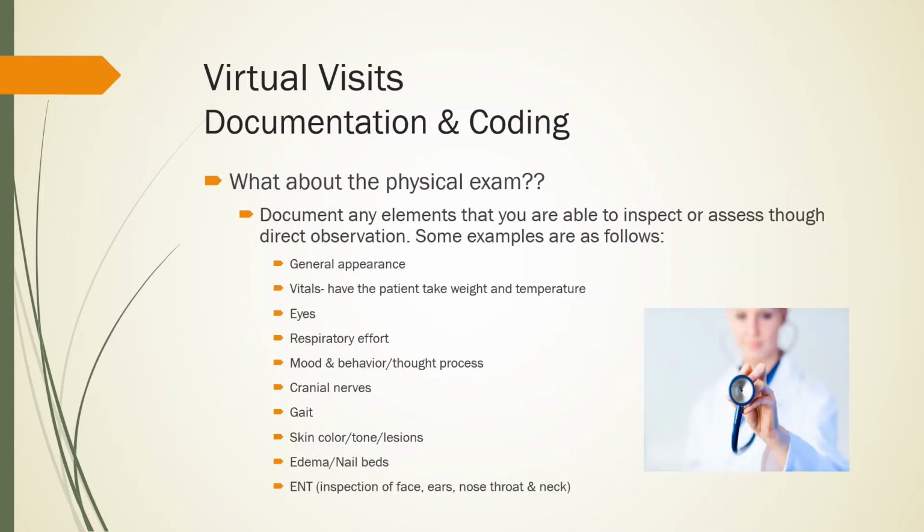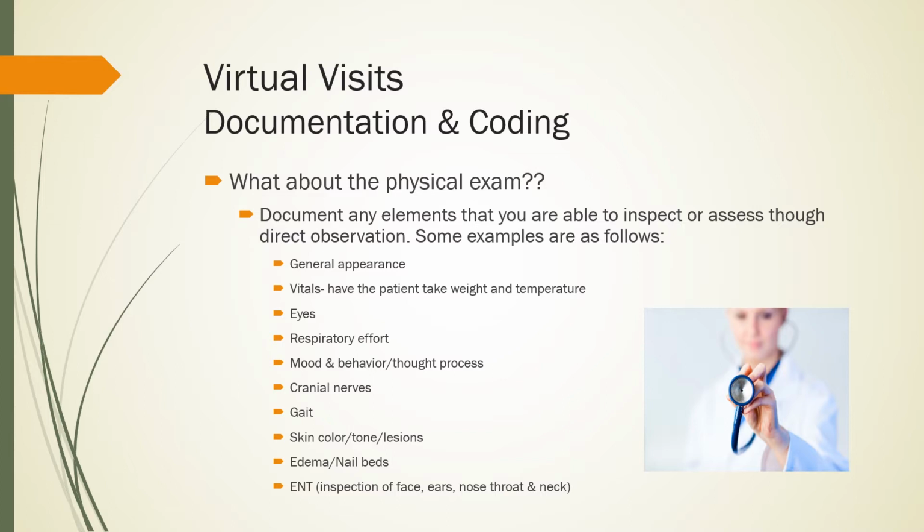So what about that physical exam element? There are several body systems that you can inspect or assess through direct observation. Some examples are as follows. The general appearance of the patient. Are they in distress? Are they not in distress? Do they look disheveled? Again, you can document the overall general appearance of the patient through visualization.